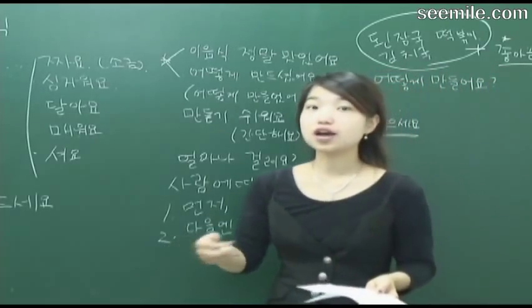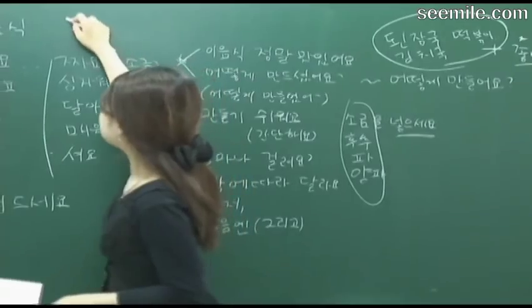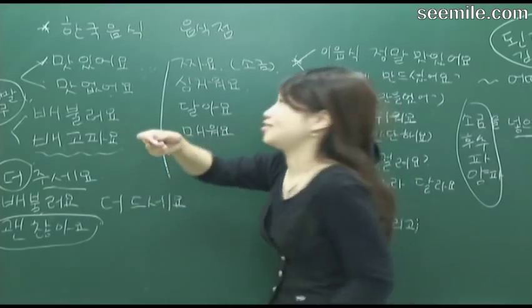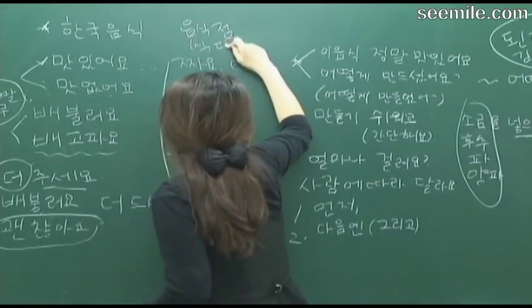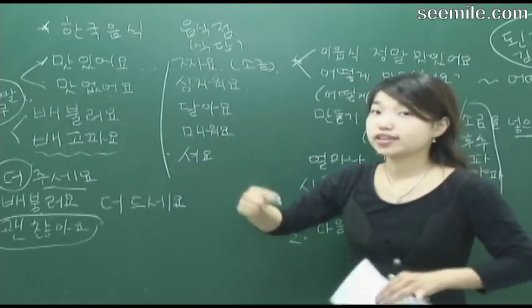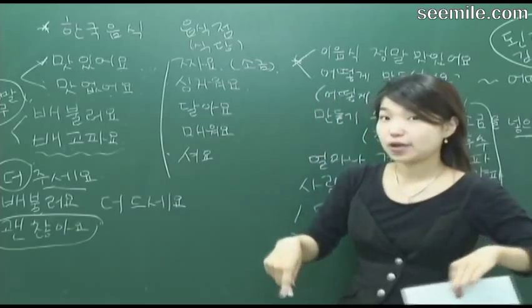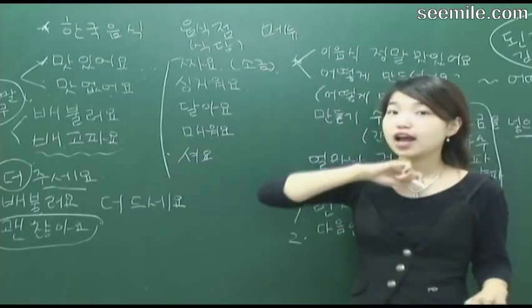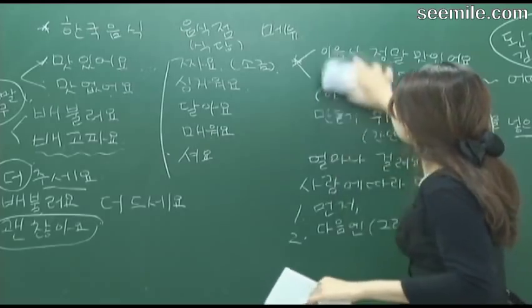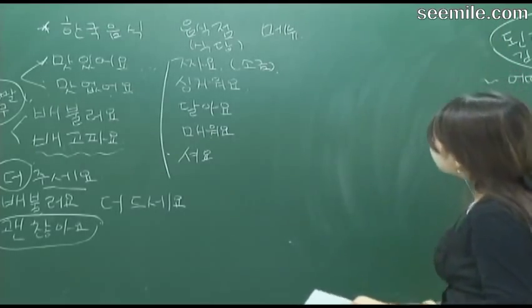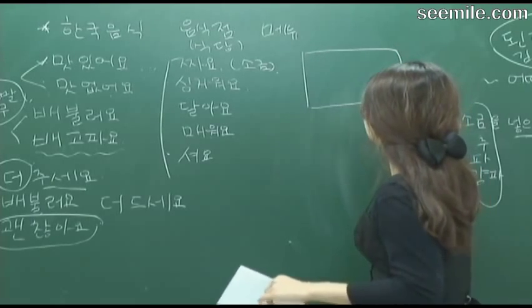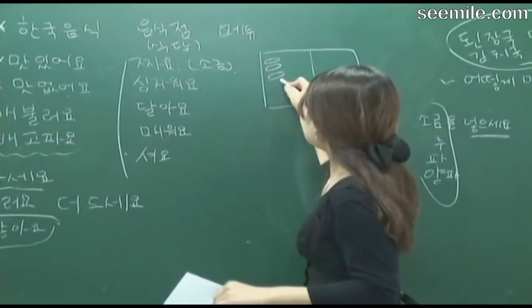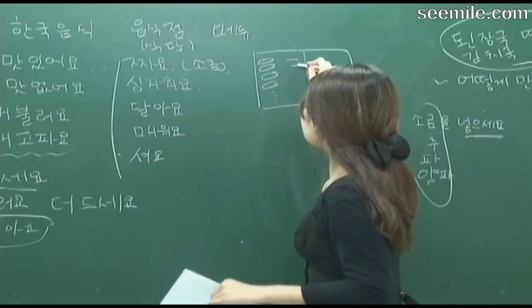자, 그래서 if we go to a Korean restaurant, 한국 음식점에 가면, 음식점, restaurant, or 식당. 한국 음식점에 가면 메뉴가 있어요. We write 메뉴, menu. 보면 메뉴 is usually like this. 여기에는 the name of a food, 그 음식 이름이 있고, 여기에는 price, 가격이 있어요.